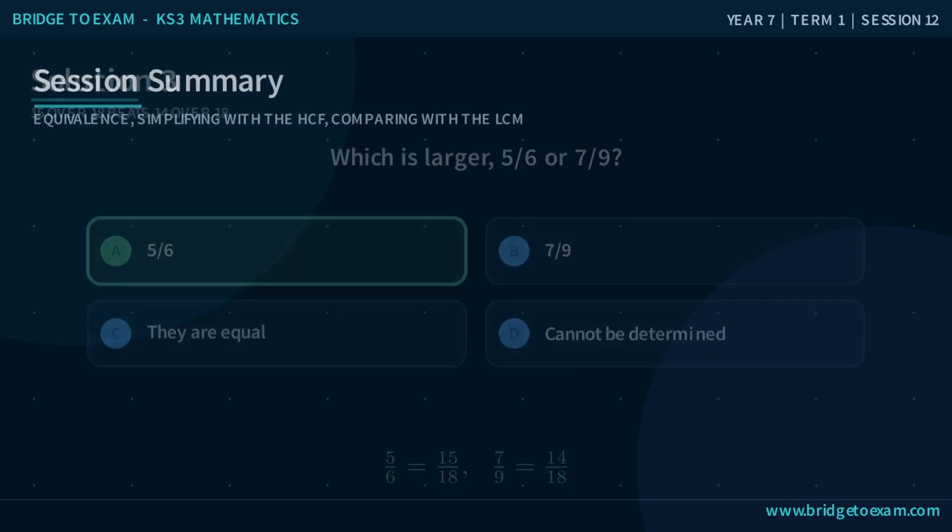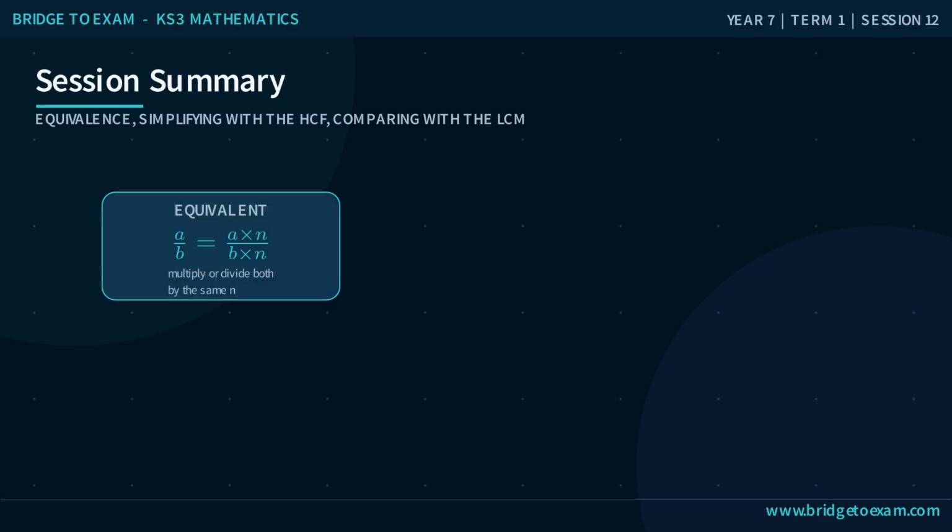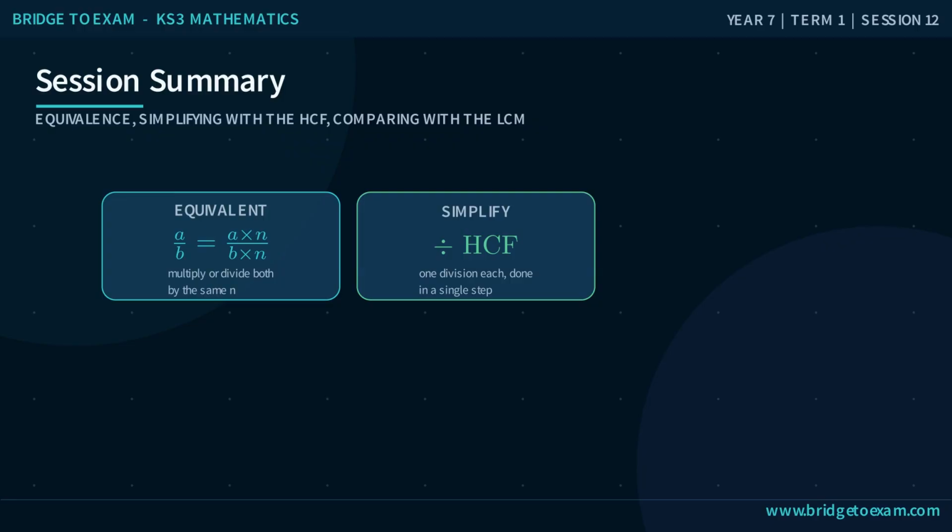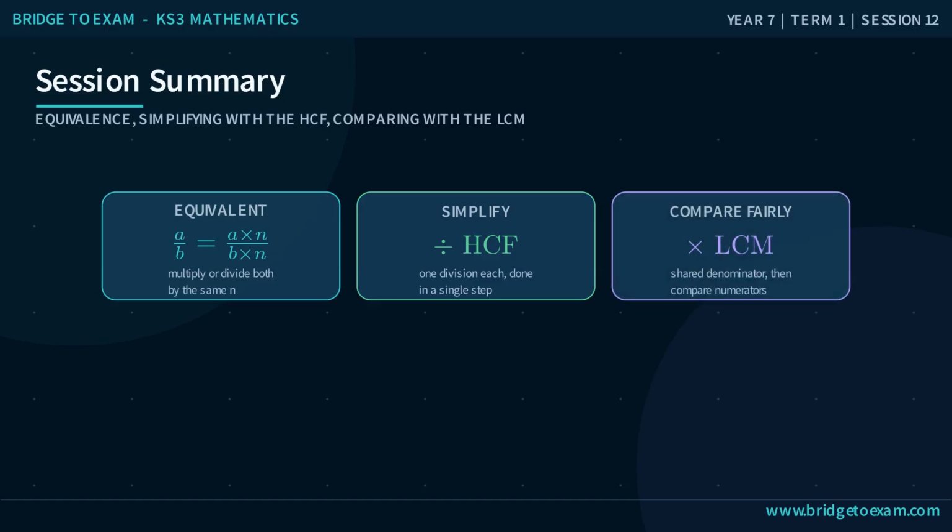Let's tie it together. Multiplying or dividing the top and bottom of a fraction by the same number never changes its value. That's equivalence. Dividing both numbers by their HCF simplifies a fraction to lowest terms in a single step. And to compare fractions fairly, convert them to a shared denominator, their LCM. So only the numerators are left to compare.